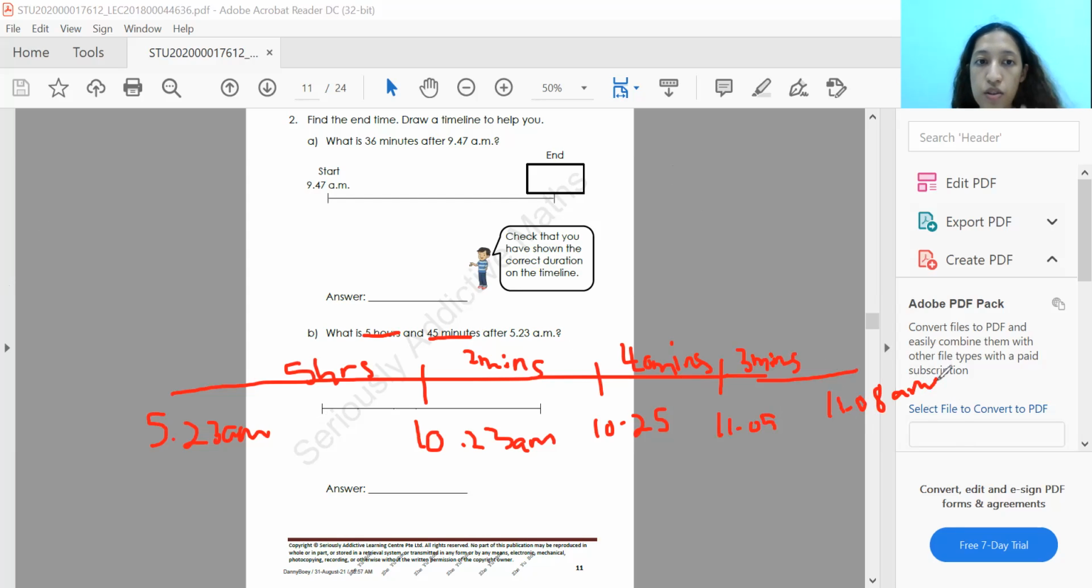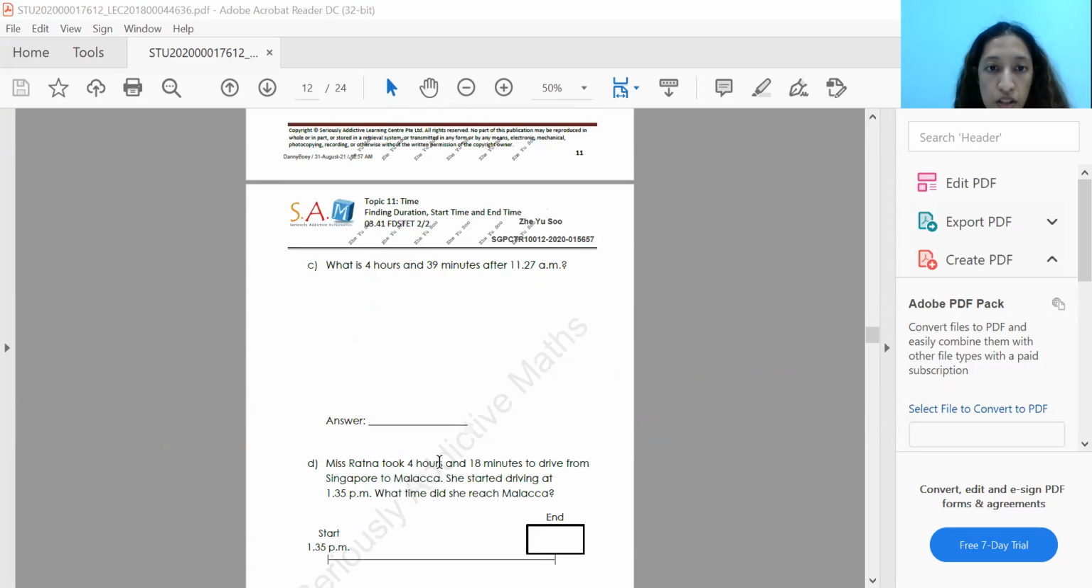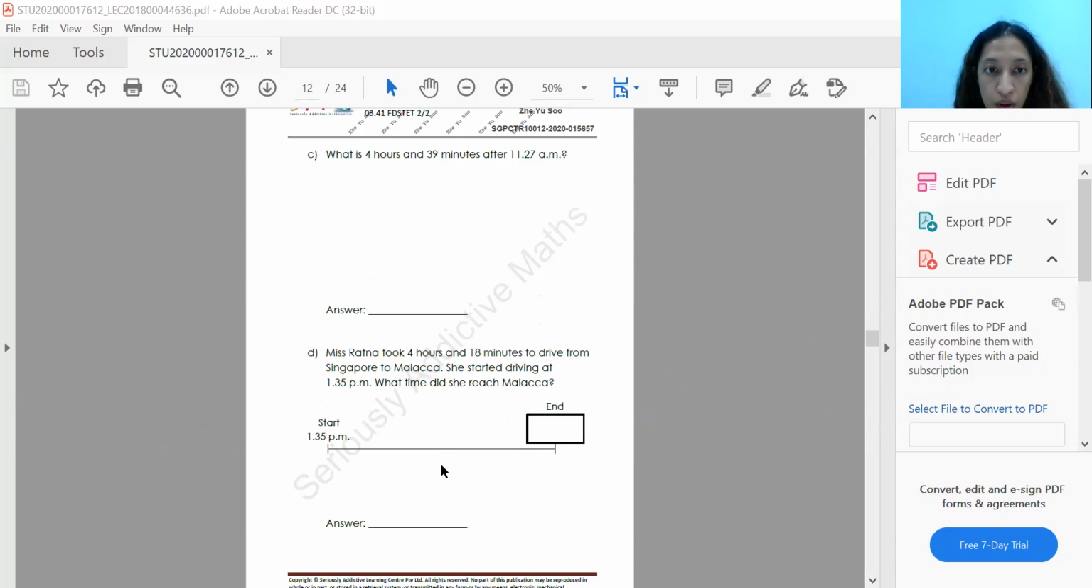11:08 a.m. So 5 hours and 45 minutes after 5:23 a.m. is 11:08 a.m. Okay? All right. So that is how we do. We separate them up and we deal with the hours first, if there is, and then we deal with the minutes. Okay? So now, kindly pause this video and do C and D for me.